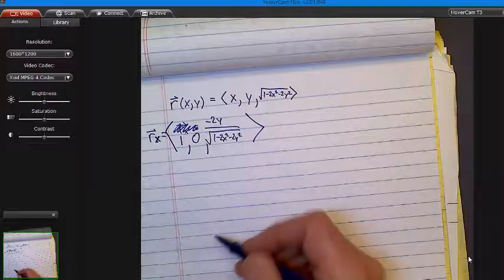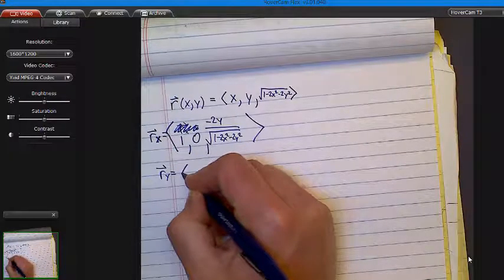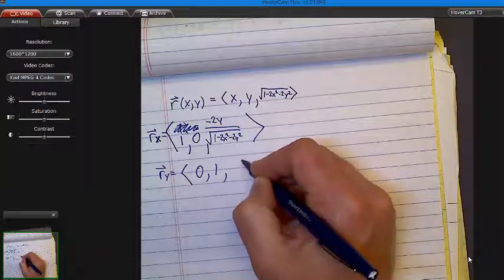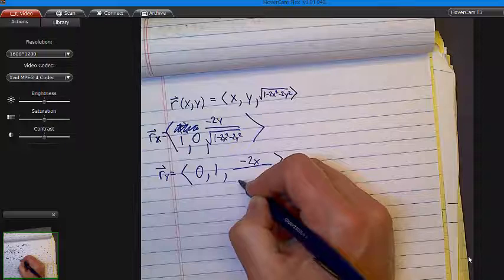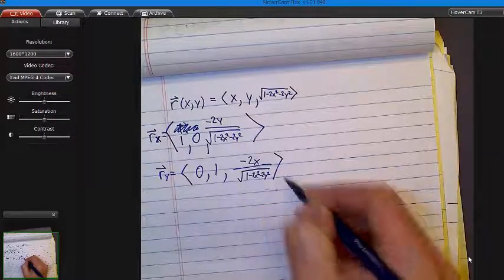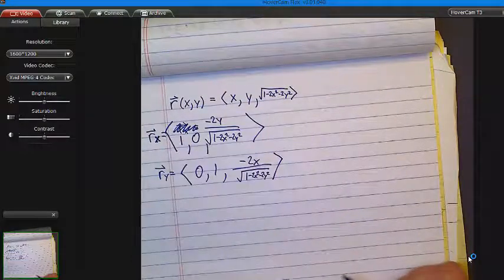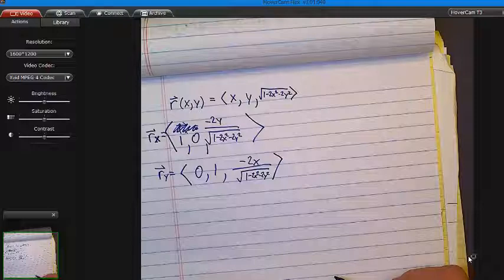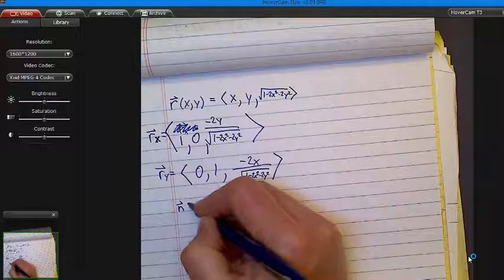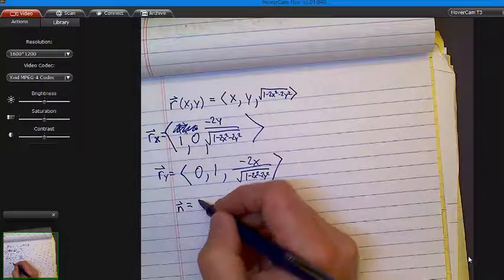And now when I do Ry, well, same thing. I get 0, 1, and I already worked out for you guys that this is negative 2x over the square root of 1 minus 2x squared minus 2y squared. So there's Rx and Ry. So now I'm ready for the normal vector. N equals, well, what does it equal?